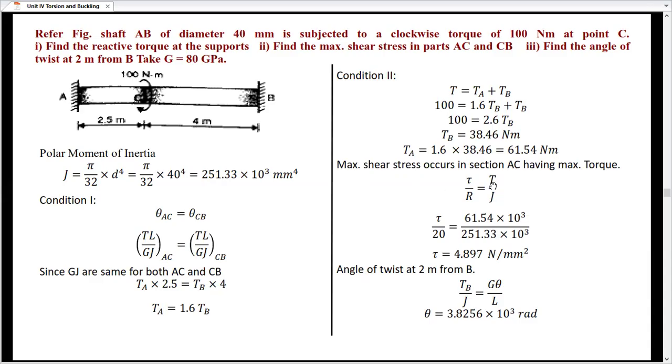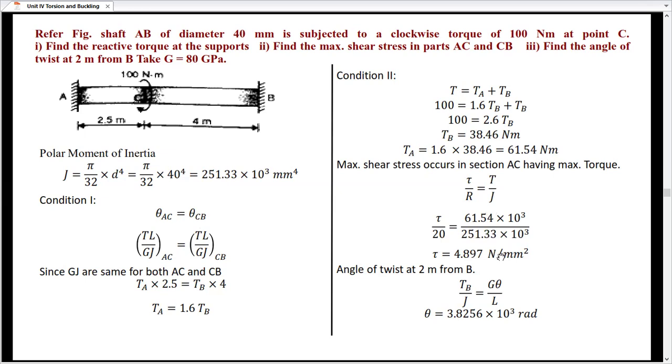Maximum shear stress, we can write tau by R is equal to torque upon J, that is the polar moment of inertia. The diameter is given as 40, so the radius is 20 mm. So you can write tau upon 20 equal to torque, maximum torque we can take 61.54. Now it is in Newton meter, so we have to consider that value in Newton mm. So you can write 61.54 into 10 raised to 3 Newton mm upon the J value. J is pi by 32 into 40 raised to 4, that is 251.33 into 10 raised to 3. So you get the tau value 4.897 Newton per mm square.